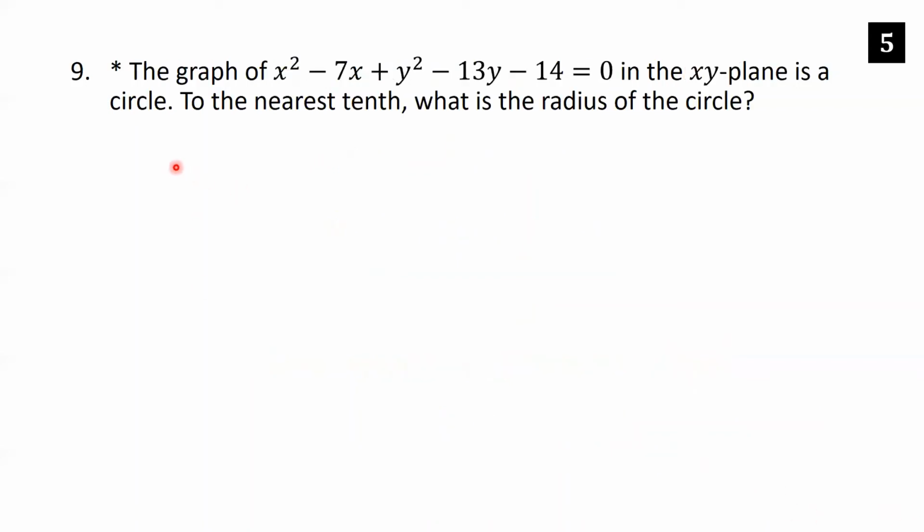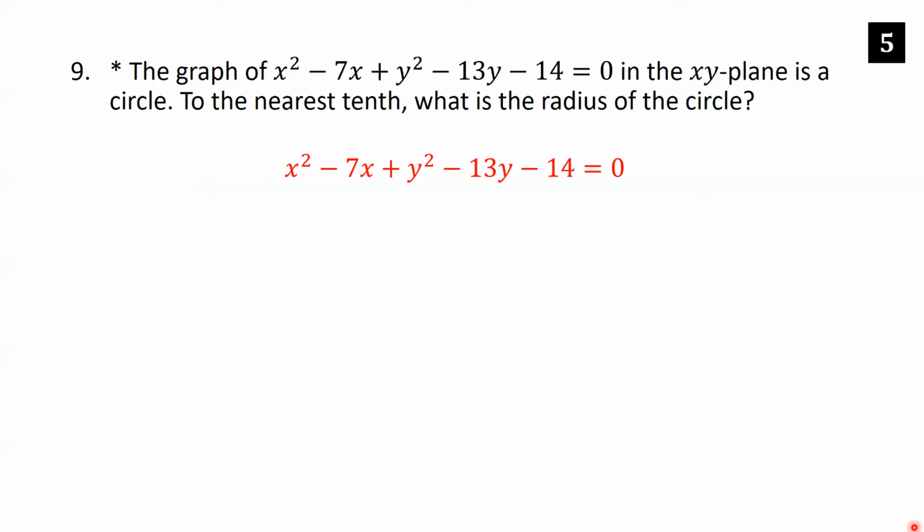Notice in this question, I have a little asterisk over there. That asterisk just indicates that we're going to need a calculator to do this question. All the other questions, we didn't need one. All right, so the graph of x squared minus 7x plus y squared minus 13y minus 14 equals 0 in the xy plane is a circle. To the nearest tenth, what is the radius of the circle?